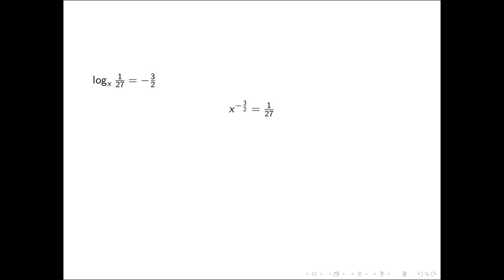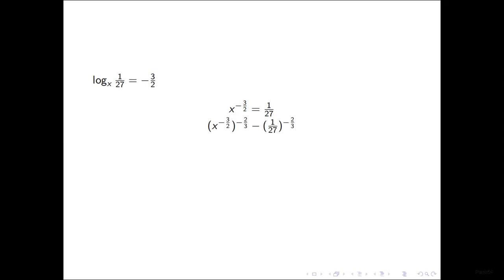Not really. Now note that the exponent here is negative 3/2. In order to get x, I must get a 1, since x to the 1 is x. So if I can make this 1, then I'm done. So how do I do that? As follows.